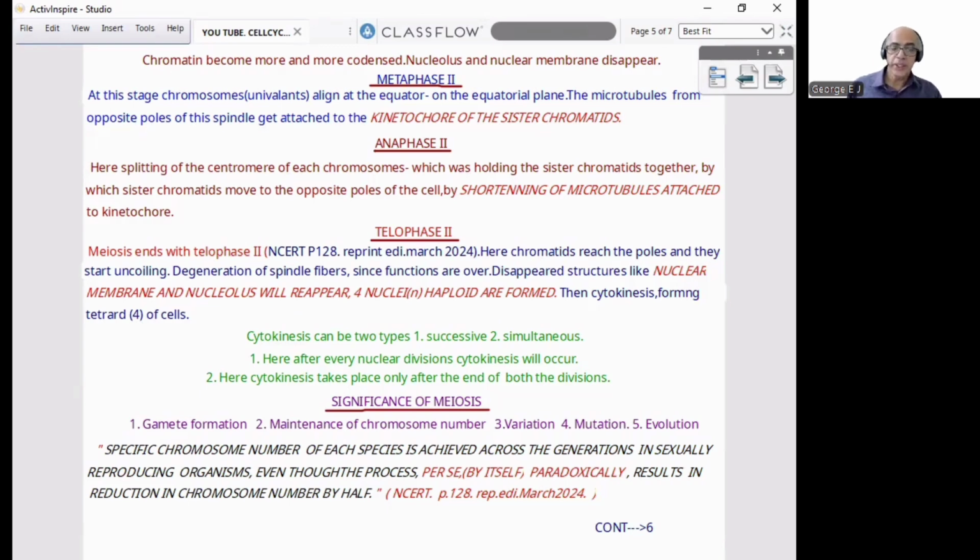In connection with the NCERT, there is a famous statement. Specific chromosome number of each species is achieved across the generations in sexually reproducing organisms. Even though the process per se, here you can find a term, per se. Per se means by itself, paradoxically results in reduction in chromosome number by half. So this line is an important one, paradoxically. NCERT page number 128, reprint edition, March 2024.